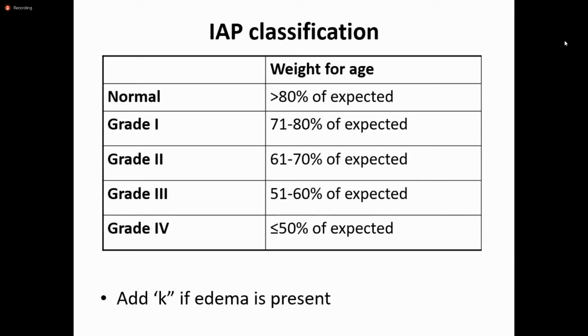Now, this is IAP classification, Indian Academy of Pediatrics classification. Again, this takes account of weight for age. So normal is more than 80%, and depending on percentage, it is classified as grade 1, 2, 3, and 4. And suffix K is added. So grade 1 K means 71 to 80% of expected weight with edema. So suffix K is added if edema is present.